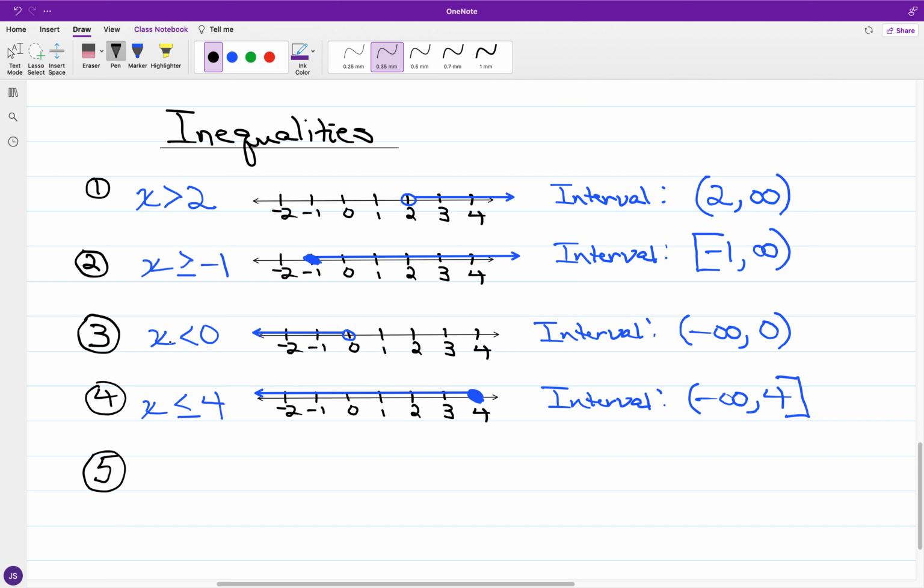Now let's say we have activity running on both sides, so we have the set of all real numbers. And some might symbolize this by the capital R.